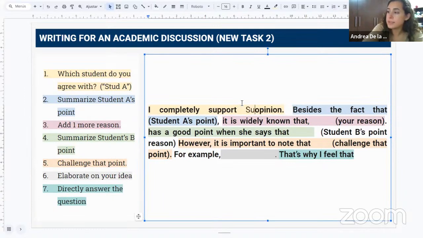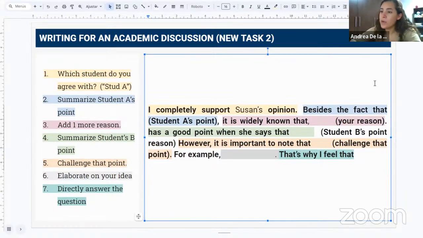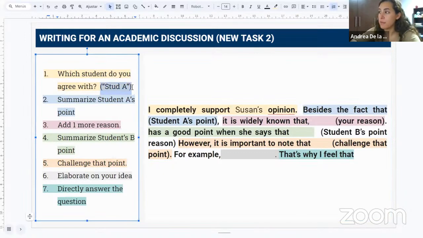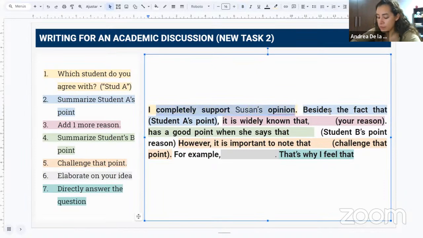We prioritize the environment. Now that we have decided what student we agree with, we're going to call that student student A. Okay, guys? So student A is Susan, and student B will be Alex. So we're going to say, I completely support Susan's opinion. That's it. That's our introductory phrase.